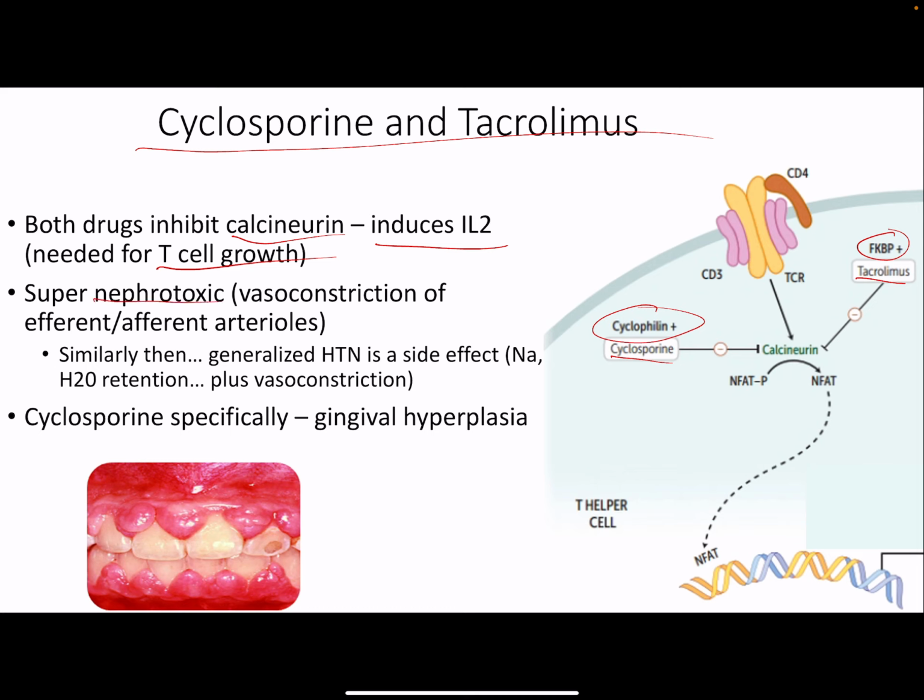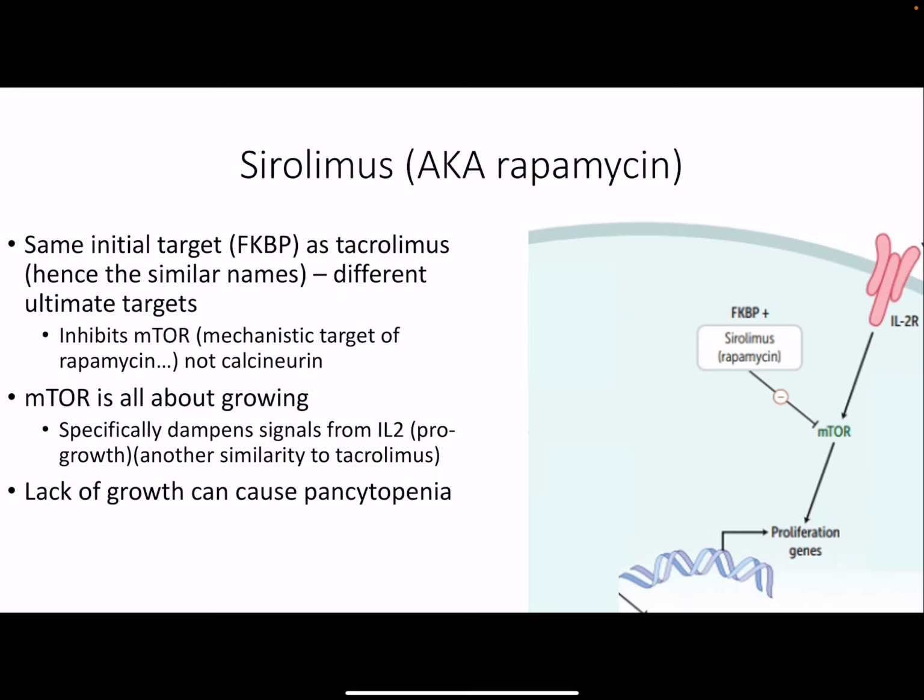Side effects of this, it's very damaging to the kidneys, causes vasoconstriction of the efferent and afferent arterioles. And so if my kidney is not working very well, then I'm probably going to retain more sodium and H2O. On top of that, we just said vasoconstriction. So we have some generalized hypertension. All of this is going to cause hypertension because of the effect on the kidney means more sodium and water, and vasoconstriction. And this is very specific. Gingival hyperplasia is associated not with both of them, not with this one, just with the cyclosporine.